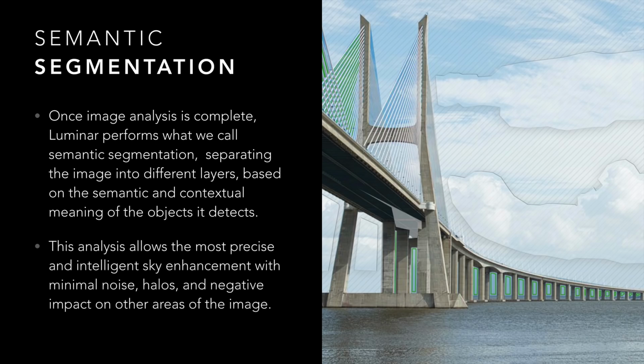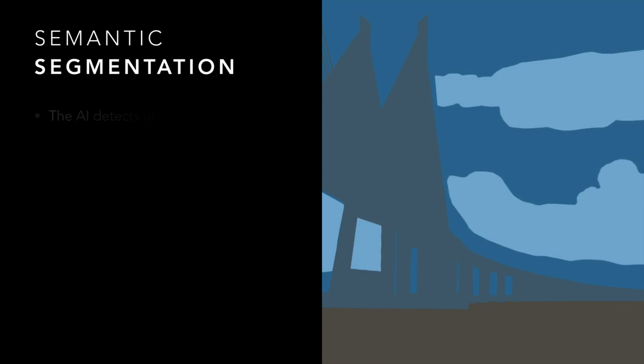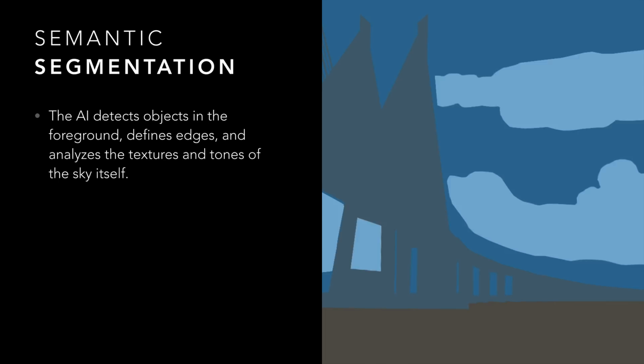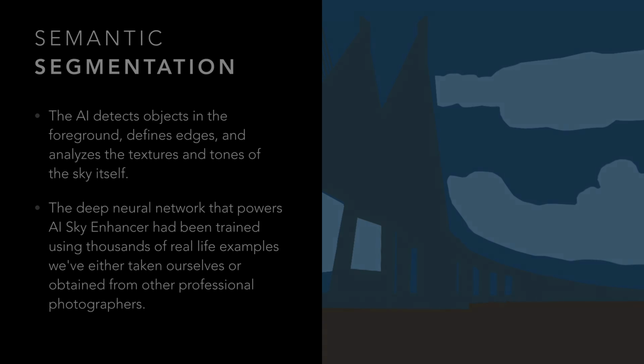This analysis allows for really precise adjustments that allow for the sky to be enhanced, minimizing noise, halos, or any other negative impacts where the adjustments are applied to the non-sky areas of the photo. Essentially, with the semantic segmentation, it's going through and detecting the objects, finding the edges, textures, tone, etc., in the sky itself. This neural network has been trained using hundreds of thousands of real-life examples that either we've taken or working with professional photographers to give it a great series of images to learn from.